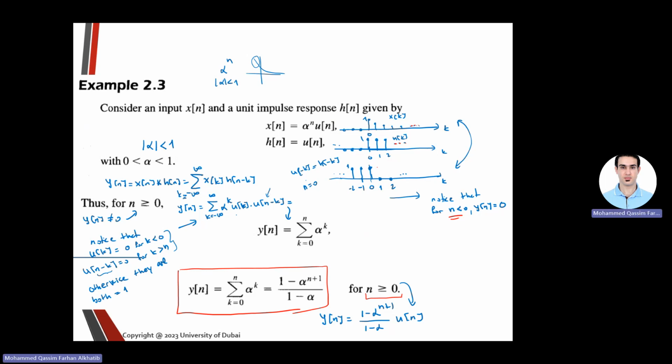Consider an input x of n and a unit impulse response h of n given by these expressions, and the value of alpha between 0 and 1. You were asked to find the output of x of n convolved with h of n. This one here.